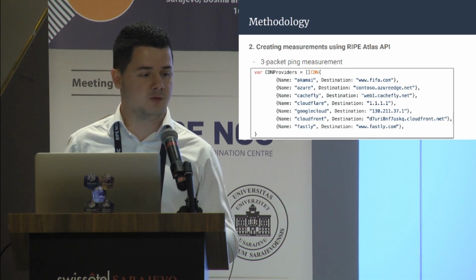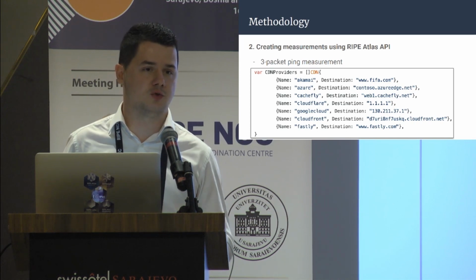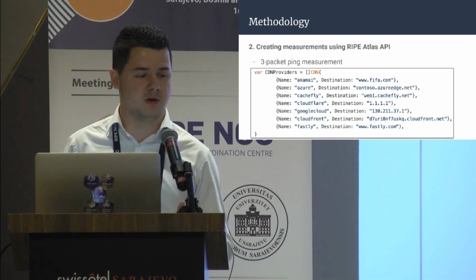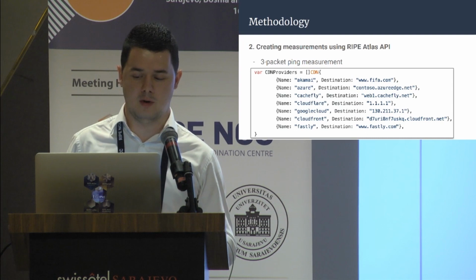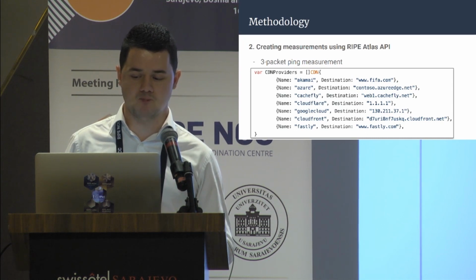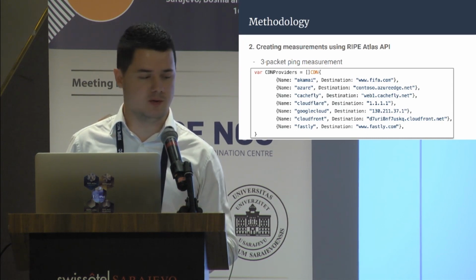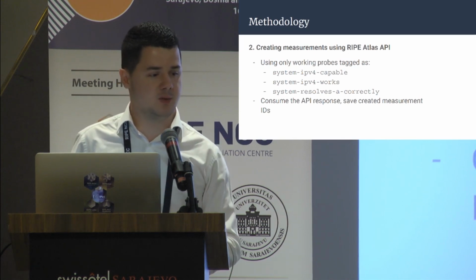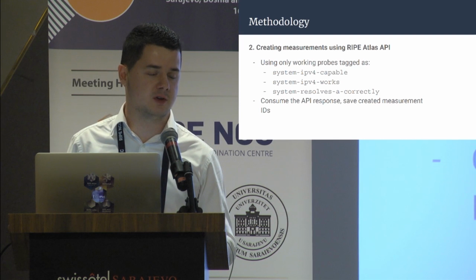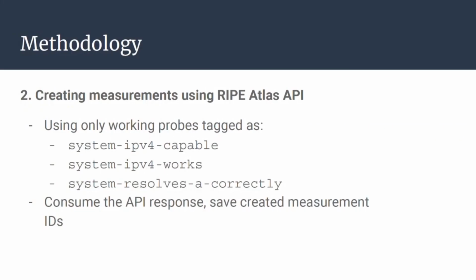For most of these CDN providers, you can use well-known host names. For CloudFront and Google Cloud, I had to define another distribution of my own, but all the others are very easy to test. For example, 1.1.1.1 is a well-known DNS resolver from Cloudflare, and all the others are just really big websites. The tags that I used were system IPv4 capable and IPv4 works, and also one to check that the DNS resolution works correctly.